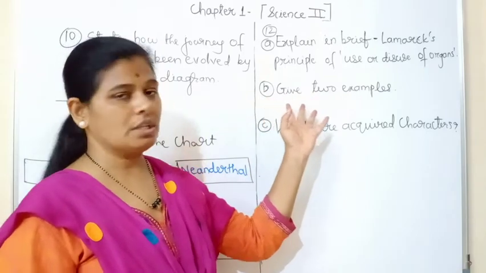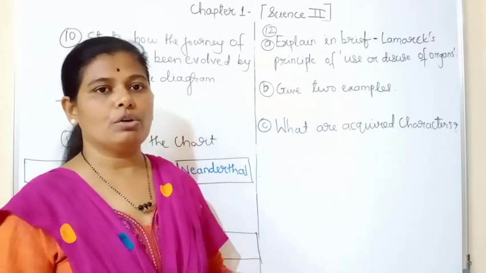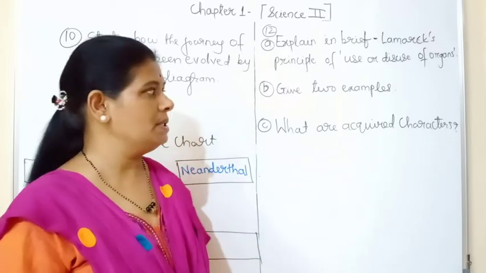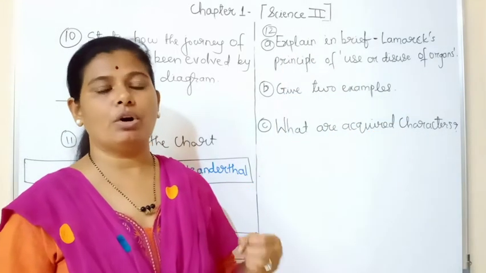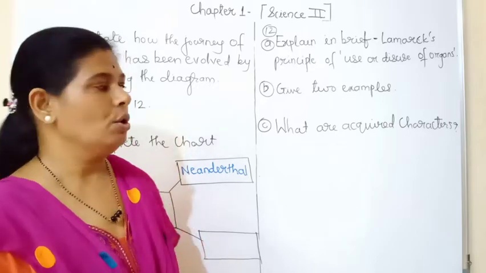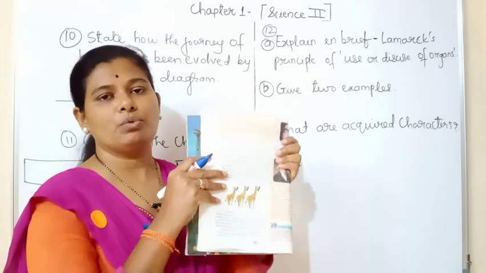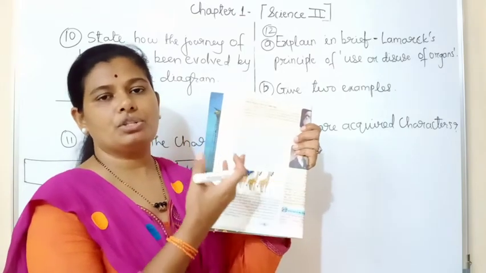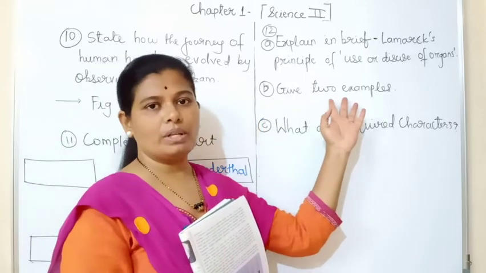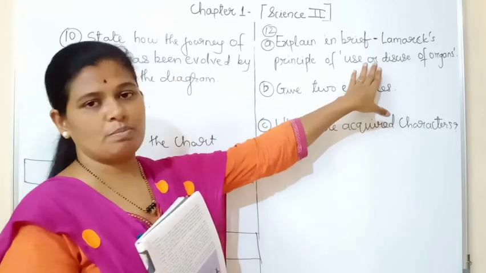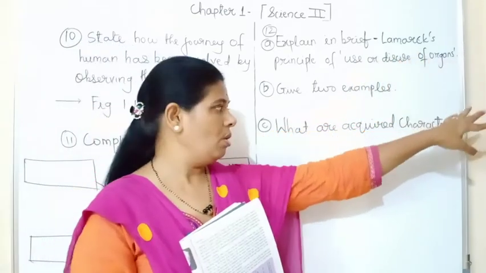Again, the next question is to give 2 examples. You have to give 2 examples which explain Lamarckism or acquired characters. As all of you know, in the textbook regarding Lamarckism they have given a few examples like the ostrich, the emu bird, and the giraffe. So you can write the names of 2 examples for this, and here you have to explain the principle of Lamarckism, or the principle of use or disuse of organs.